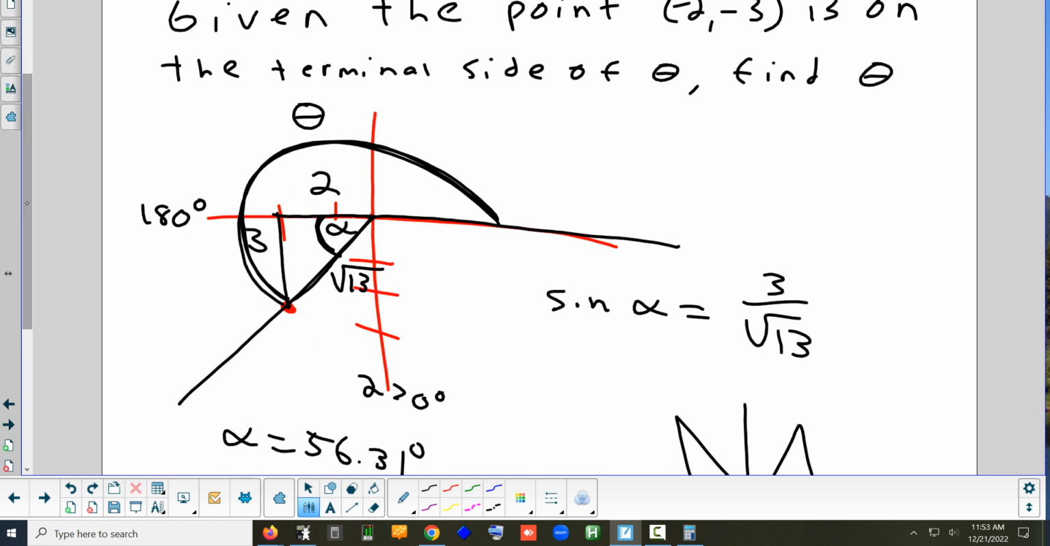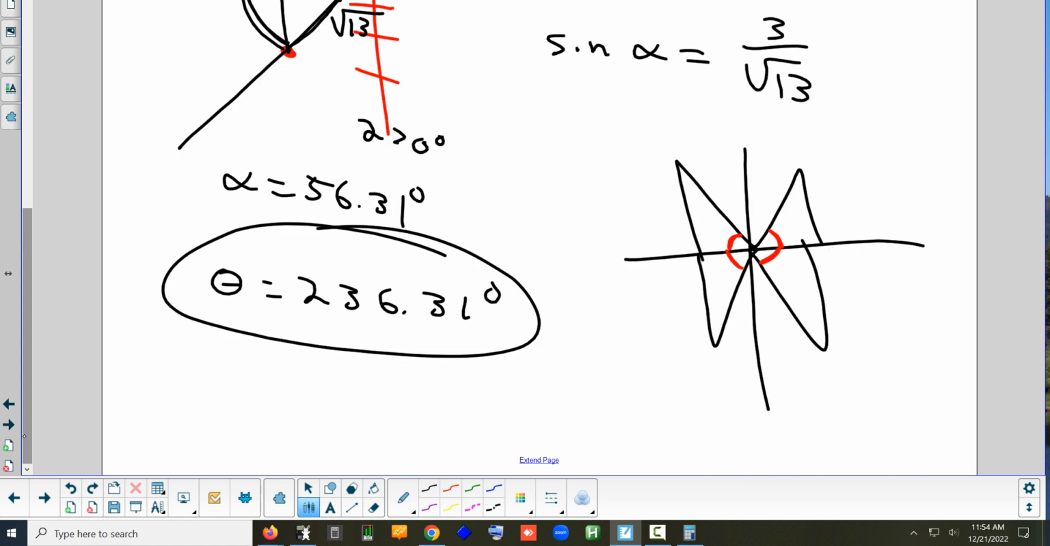Question on that? What's your formula in quadrant 2? 180 minus the reference angle. What's your formula in quadrant 4? 360 minus it. And what about quadrant 1? It's just the reference angle. Quadrant 1's the easiest one.